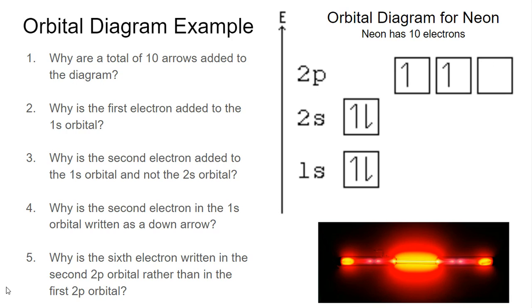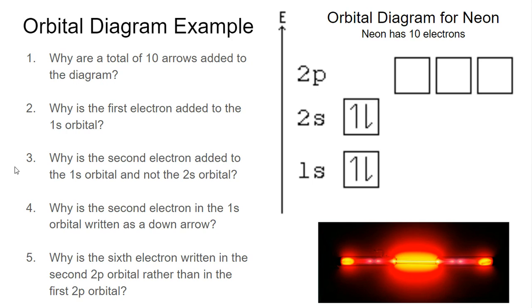Okay, now that you've had a chance to answer these questions, let's go through them real fast. First of all, note that neon has 10 electrons, and therefore there's 10 arrows added to the diagram because each electron is represented by 1 arrow. Number 2, why is the first electron added to the 1s orbital? This is due to the Aufbau principle, which states that the lowest energy orbitals always fill first.